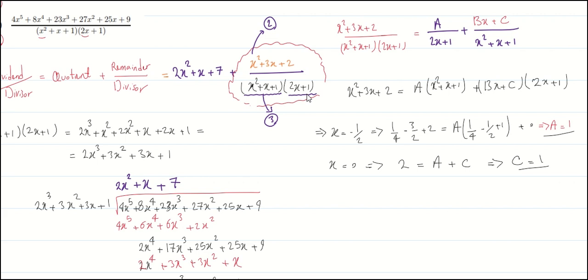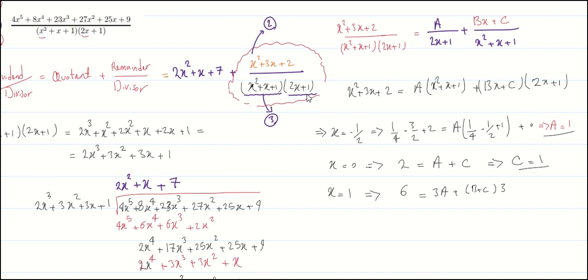Now let's choose another guess. Let's say that our x now is equal to 1. What would happen is, our left-hand side would be equal to 6, and on the right-hand side would be equal to 3a plus b plus c times 3.